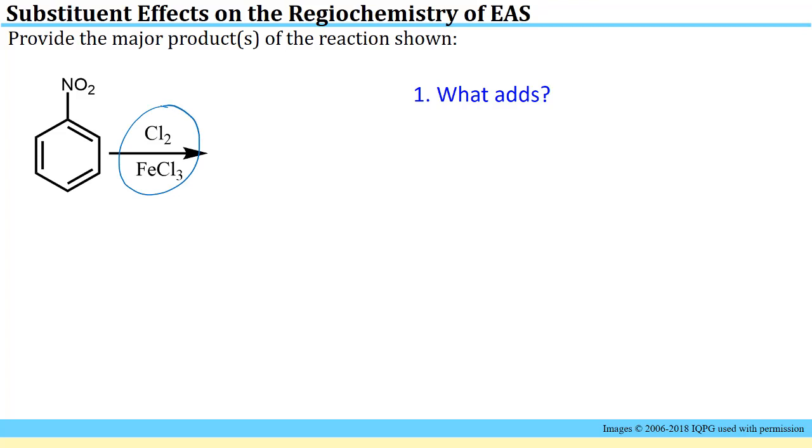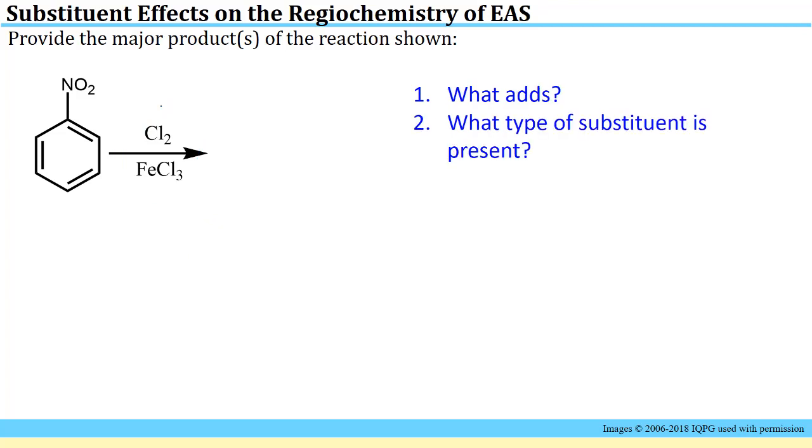conditions? And these are the conditions for a chlorination reaction. And a chlorination reaction will simply add a chlorine. And now we have to figure out what type of substituent is present so that we know where on the ring, ortho, meta, or para to the nitro group, we should add that chlorine that we just figured out would add. Well, the nitro group is a resonance withdrawing group, and it's also an inductive withdrawing group, but resonance is a more powerful influence than inductive force, so we focus on that.